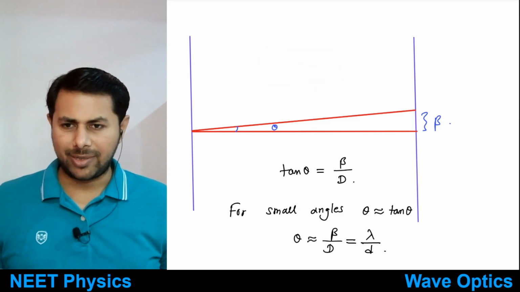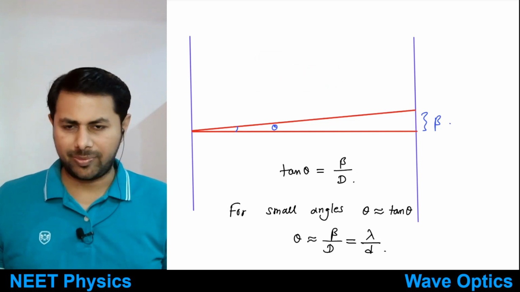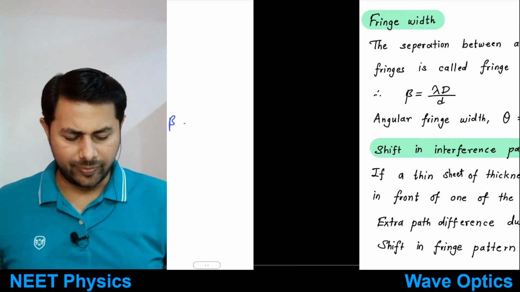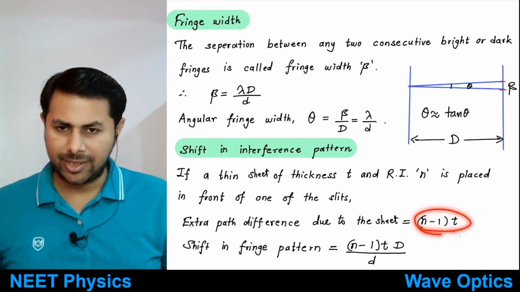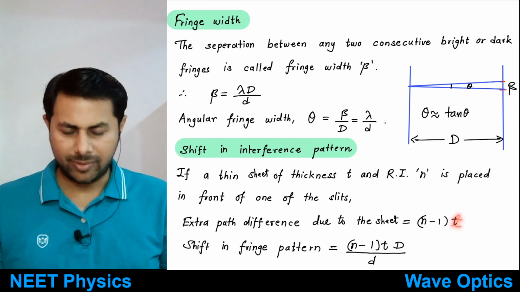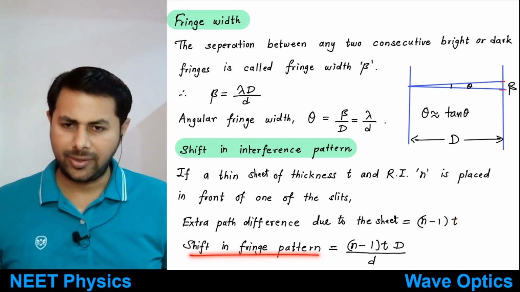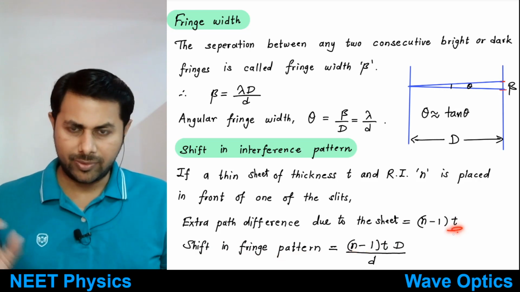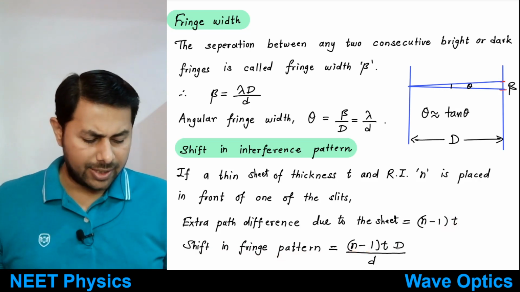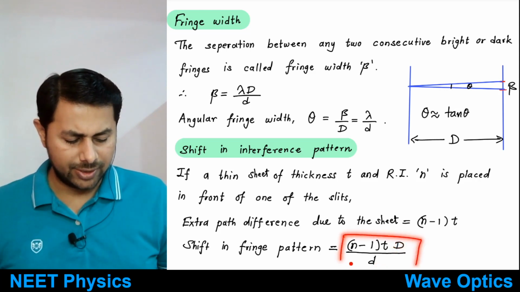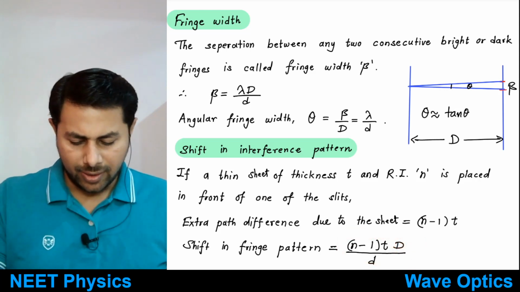Okay, so the extra path difference comes from there. How much is that extra part difference? It is (n-1) times the thickness of that medium, and therefore the shift in the fringe pattern would be equal to (n-1) times t, the thickness of that slab, times capital D by small d. So you need to remember this formula.